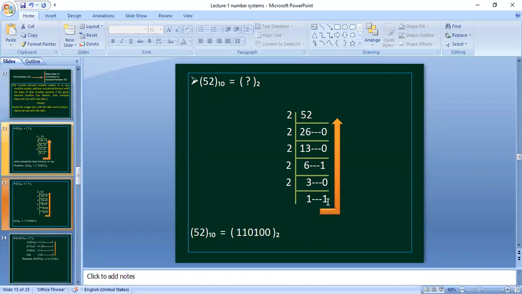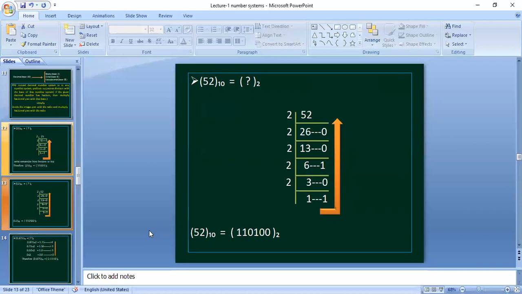1. Okay. So here the result 1 is less than 2, so we can stop the division here. And we need to consider the result from bottom to top. So that is 110100. So this is the equivalent binary for the given decimal number 52.